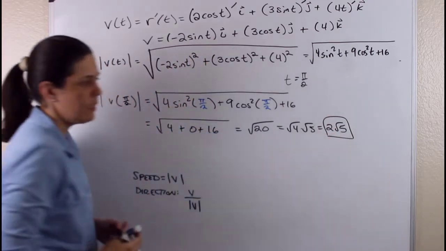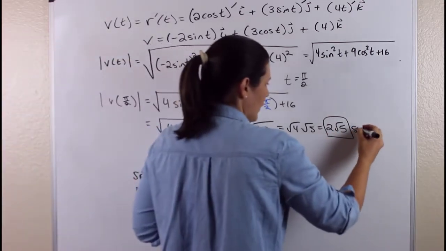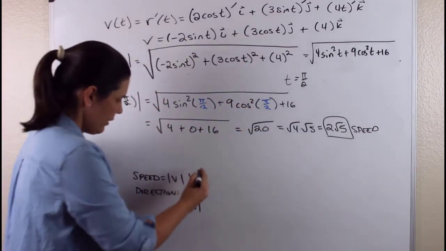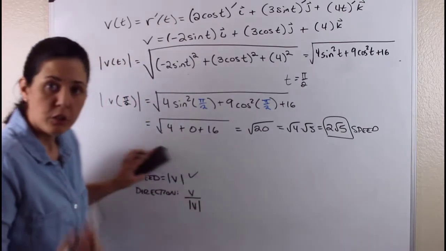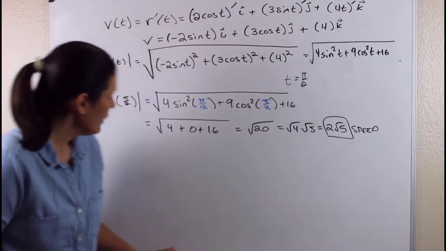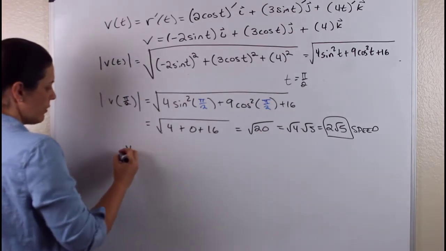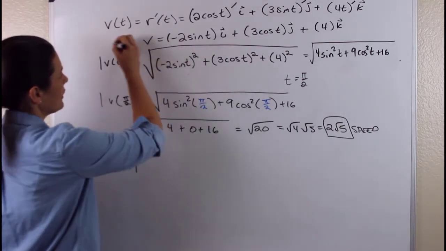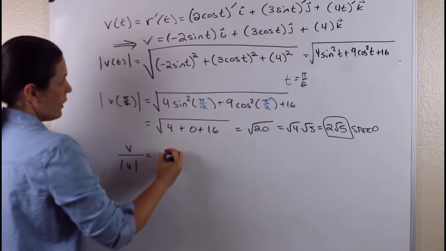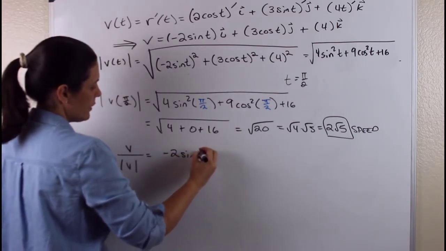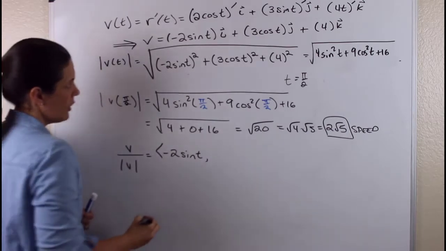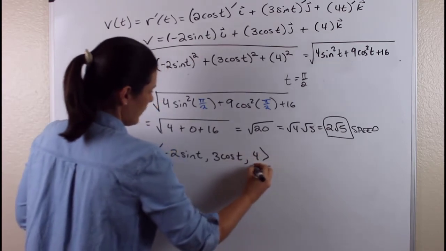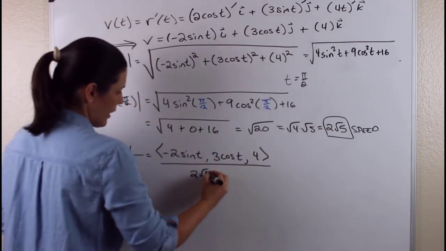Okay, so there's the speed. This is not the answer, this is just half of what I need to get to the answer, but that's our speed. Now we just have to divide the velocity vector by its magnitude to represent direction. So the direction is v over the magnitude of v, and we're going to do it at this t value. So here's my velocity vector up here, and so we have negative 2 sine t, I'm just going to put it in component form for now, comma 3 cosine t, comma 4, divided by 2 square root of 5.